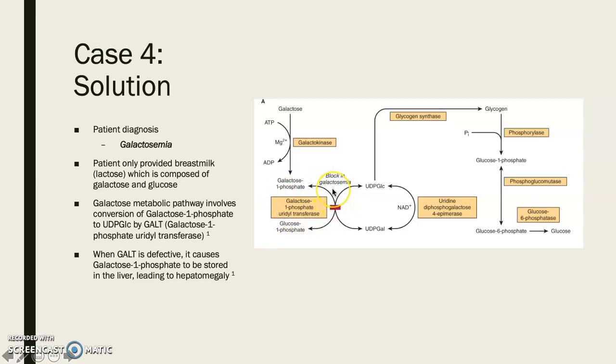Now, when GALT is defective, which is the enzyme responsible for converting galactose 1-phosphate to UDP-GLC, it prevents the conversion of all of the galactose 1-phosphate to UDP-GLC, and therefore all the galactose that's consumed by the baby remains as galactose 1-phosphate.